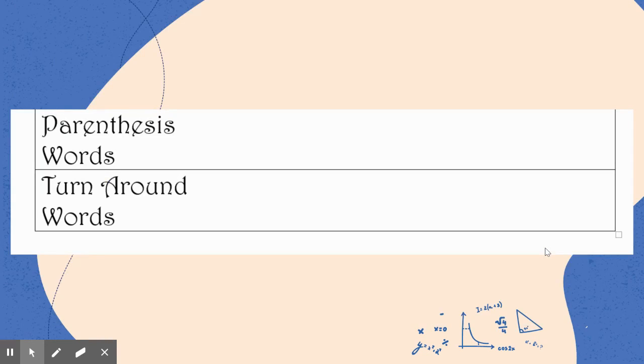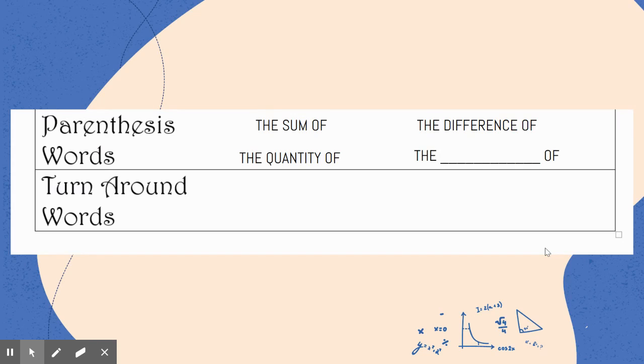So parentheses words, these indicate that you have a grouping. You need to separate it from everything else. The sum of, the difference of, the quantity of, the blank of. That blank would also be quotient of or the product of. That phrase, the something of, indicates that you're going to have to use parentheses to separate it and group it differently than everything else in the phrase. And turnaround words are than and from.